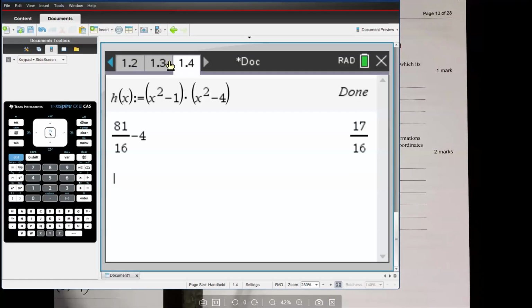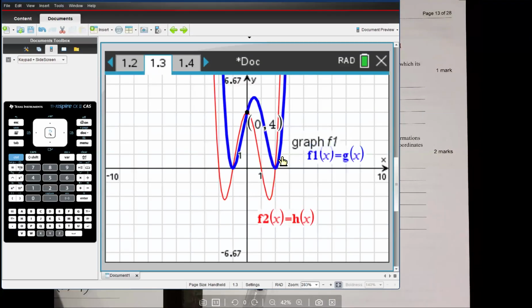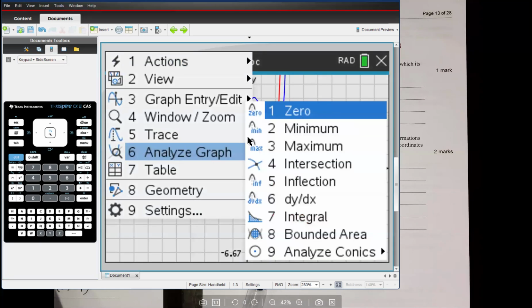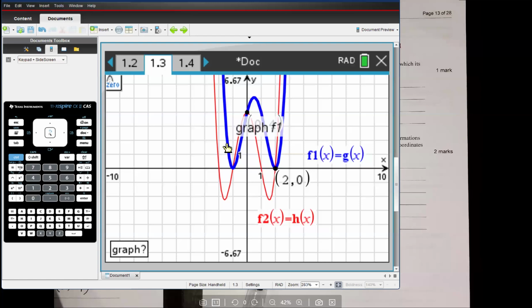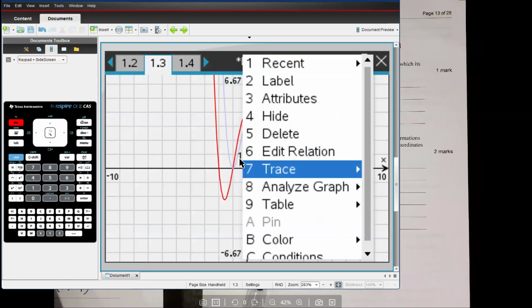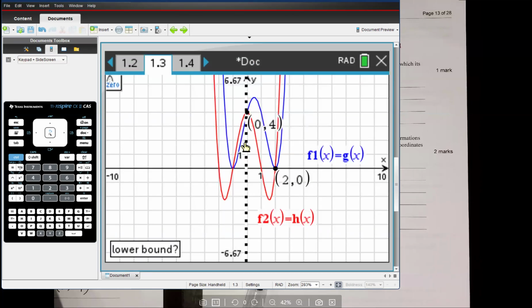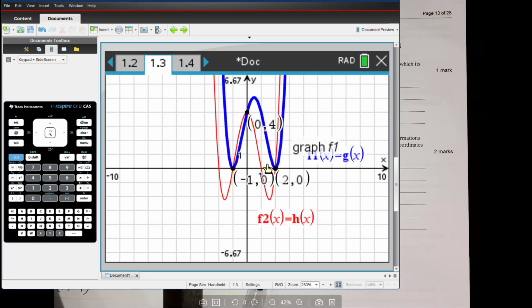So I need to look at the graph again. If you notice the difference, okay, so the blue graph would have 2, 0 and a minus 1, 0, okay? Minus 1, 0. Let me do that again. So the horizontal distance is 3 units, okay?